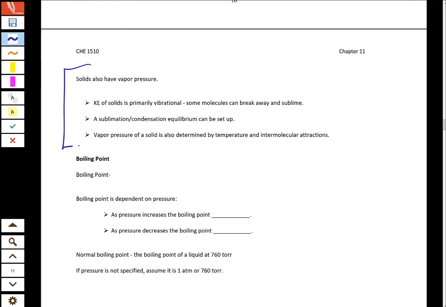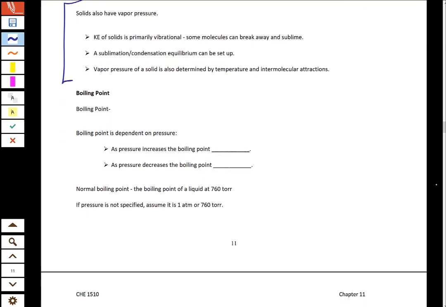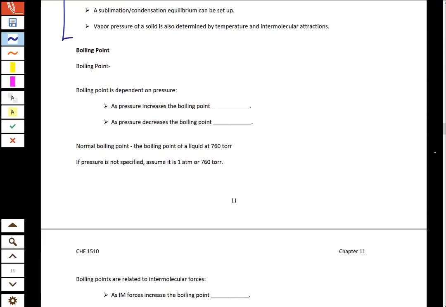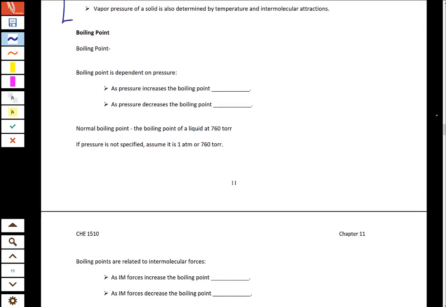Let's go ahead and look at boiling point. Boiling point is a personal favorite of mine, and I know you probably think that sounds ridiculous, but as you well know, I love organic chemistry, and organic chemistry has a whole section on intermolecular forces and how they relate to boiling point. So that's why I love this one so much. So let's start by defining boiling point.